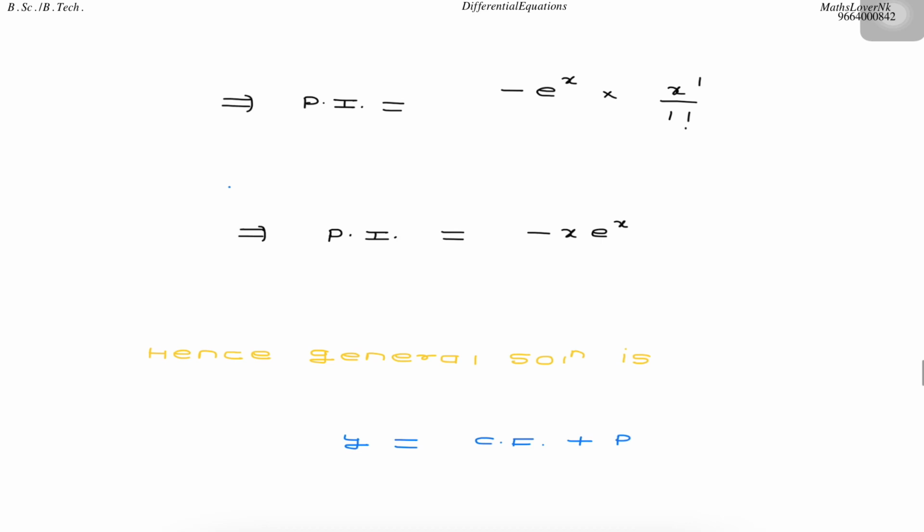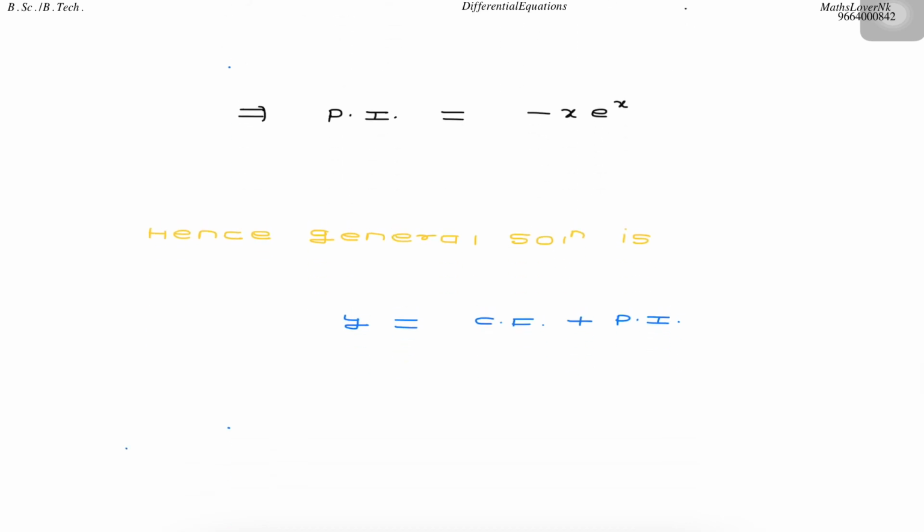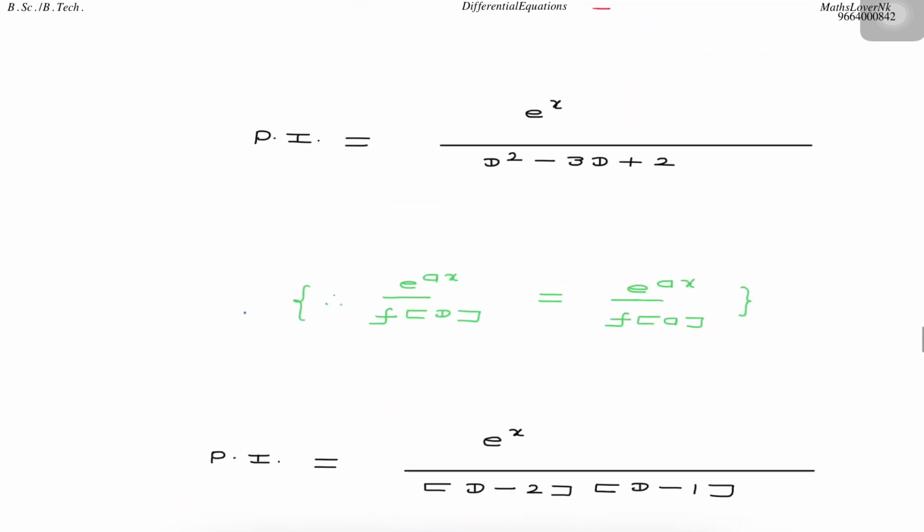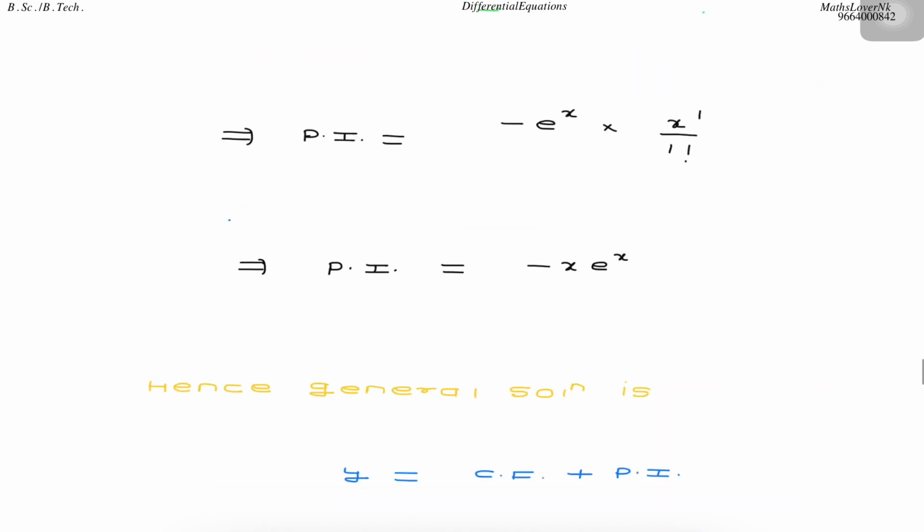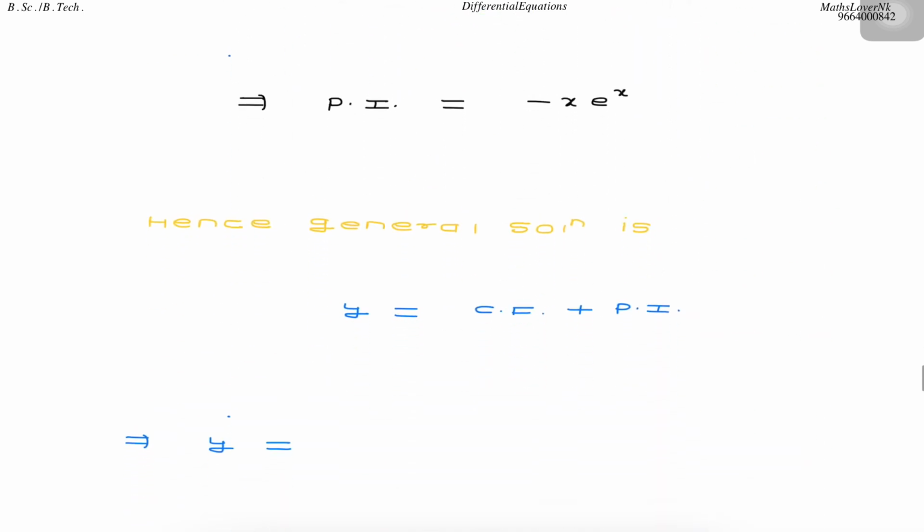So y is equal to CF plus PI, which is C1 e the power x plus C2 e the power 2x, and PI is minus x into e the power x.